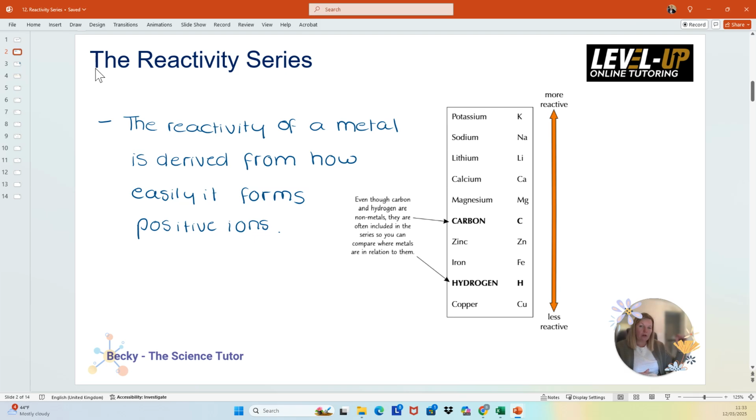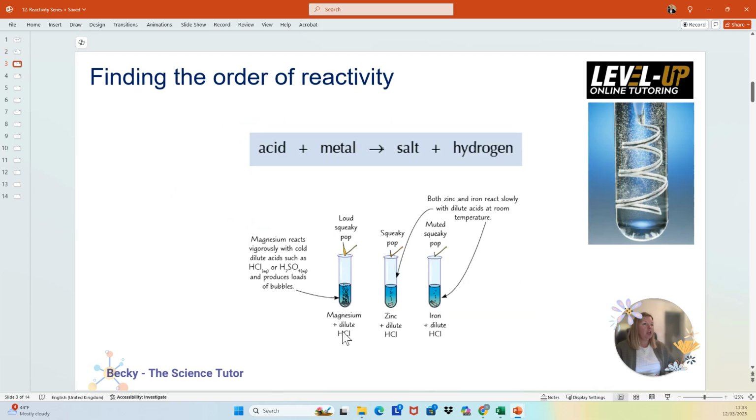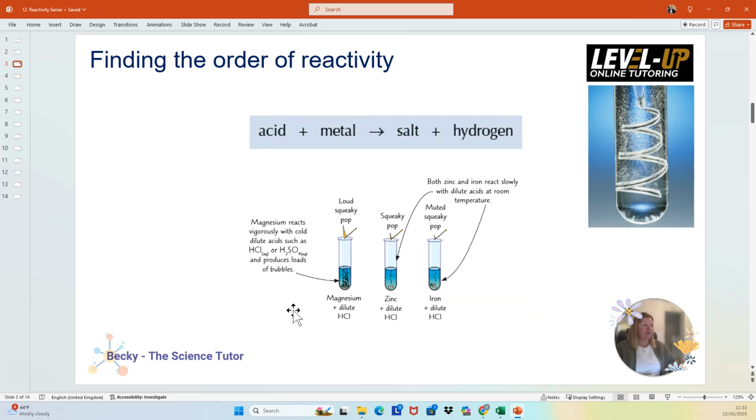So those two are often listed on it just as reference points, not that they are metals. Okay, so how can we find the order of reactivity then? One of the easiest ways would be very similar to our group one, where we react them with water. But here you can see we've got zinc and iron, and they are less reactive than the group 1 metals. So simply putting those in water, well, iron would eventually rust with water, but that's a very slow process.